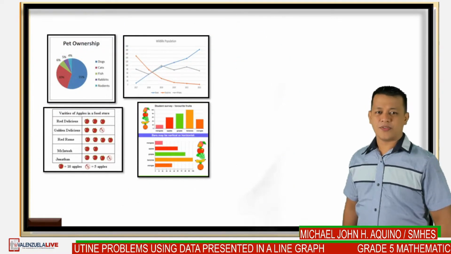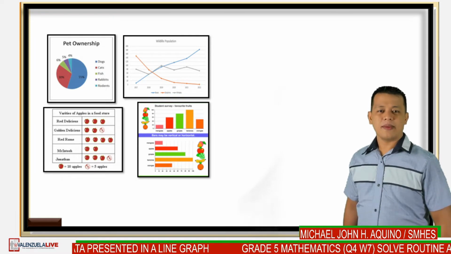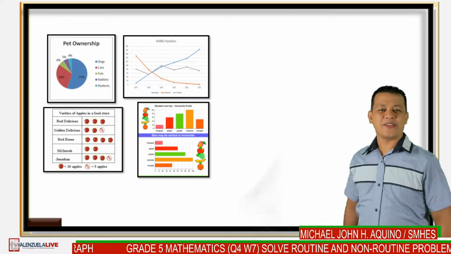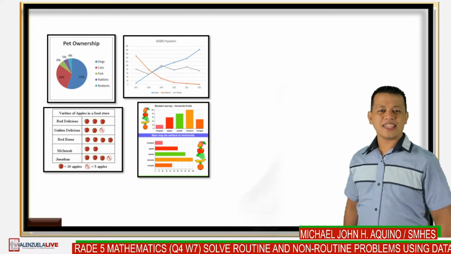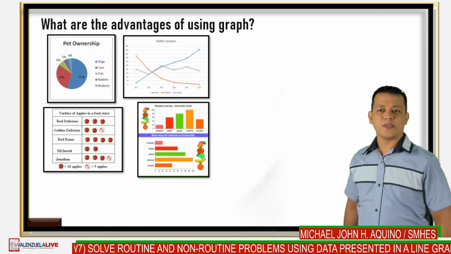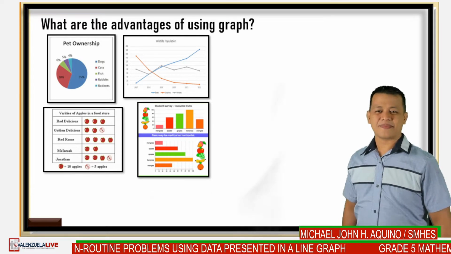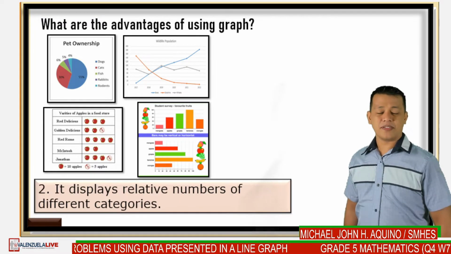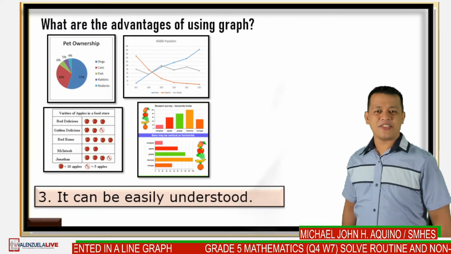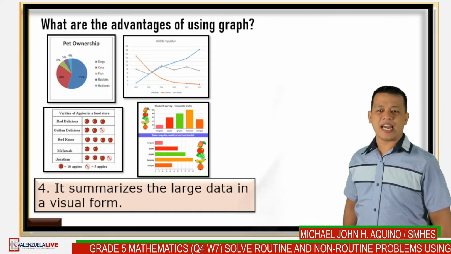As you can see, there are several types of graphs. We have a pie graph, pictograph, bar graph, and line graph, which is our focus for today. What are the advantages of using graphs? First, the data are shown clearly. Second, it displays relative numbers of different categories. Third, it can be easily understood. Then last, it summarizes large data in a visual form.